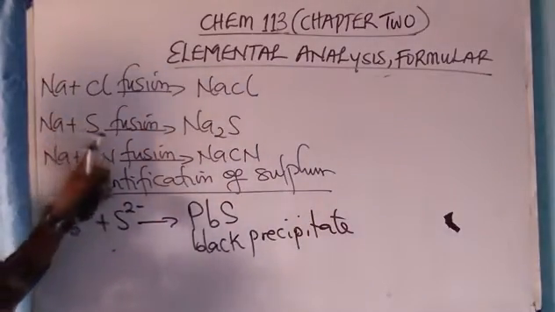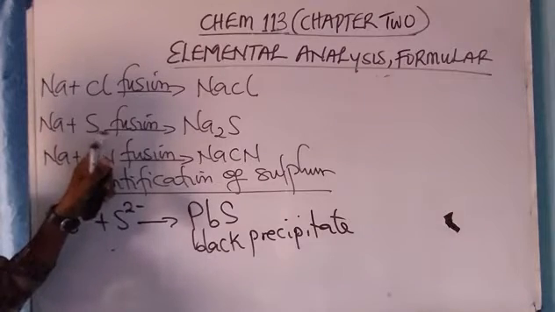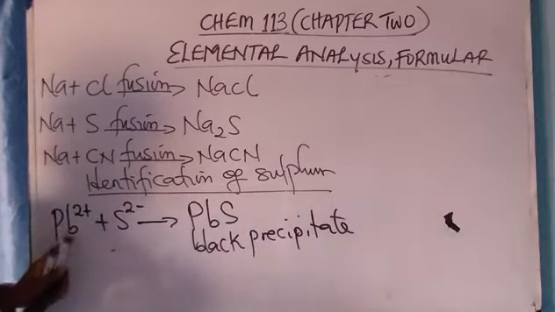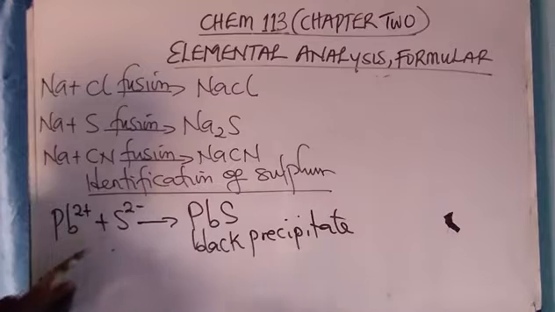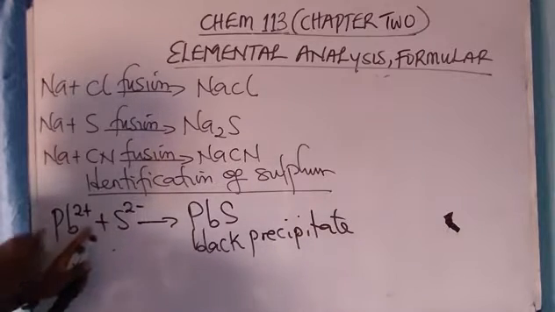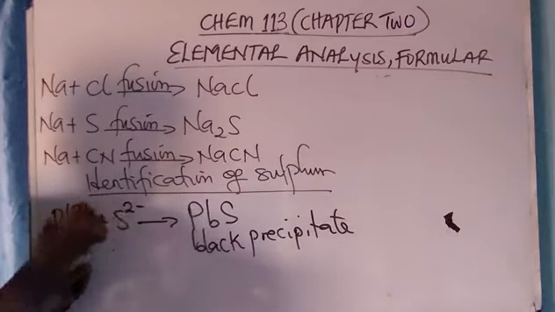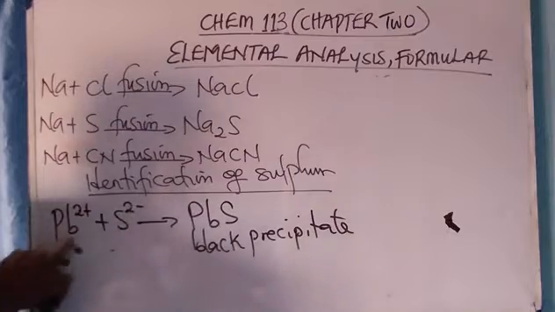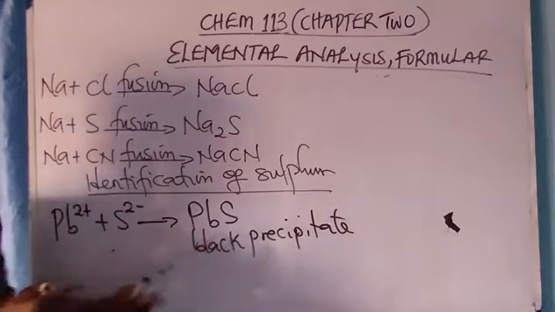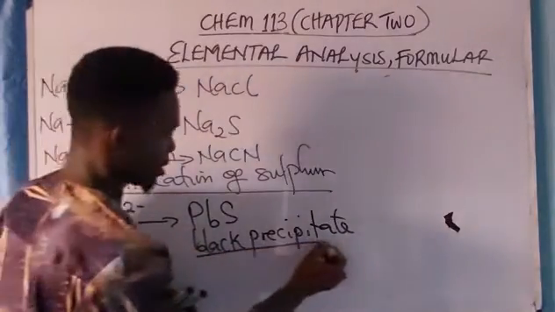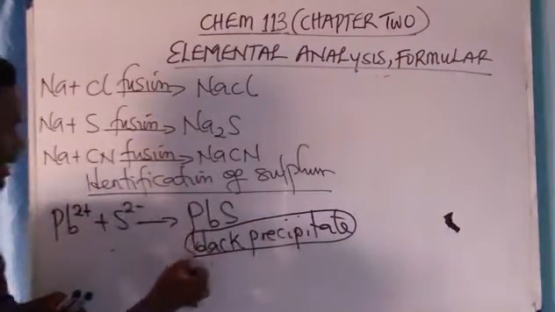The sodium sulfide formed initially is reacted with what? Lead acetate, or just lead. In doing that, you can see now that they have the same charge. You cancel them, you now have what? Lead sulfide. And lead sulfide is what? Black in color.